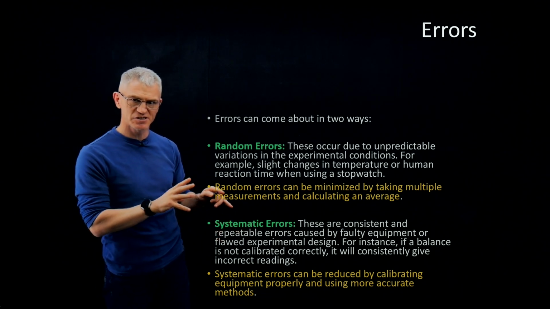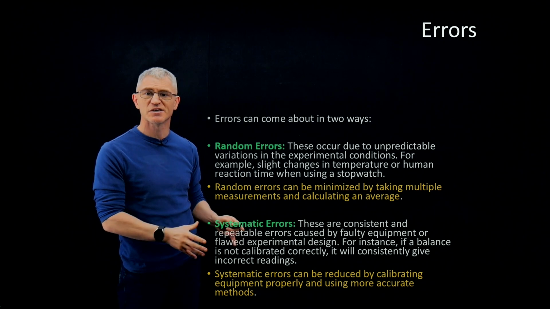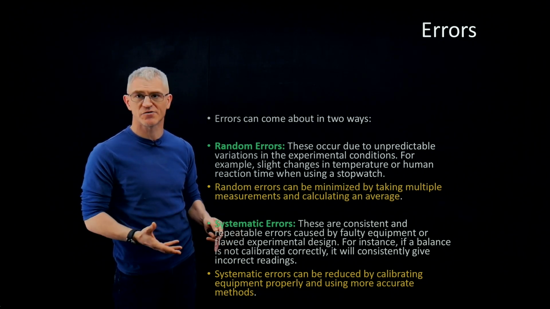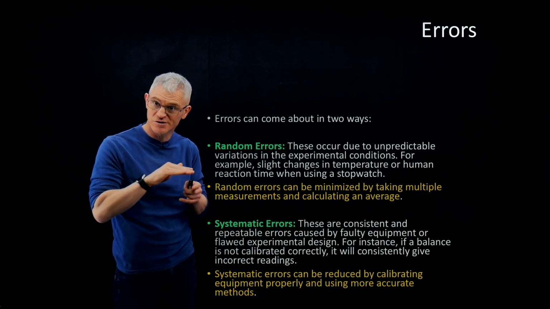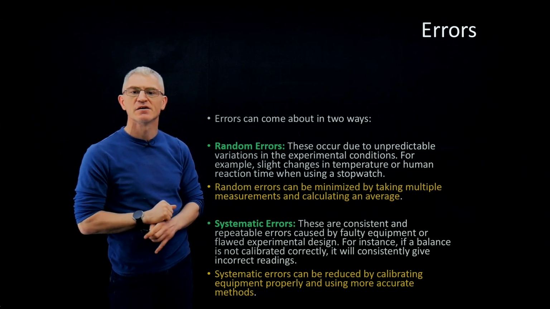Systematic errors. These are caused by faulty equipment that's not calibrated properly, and it'll give you incorrect readings. So the best way to fix that is to calibrate the equipment or use more accurate equipment with smaller graduations, smaller intervals, smaller divisions.